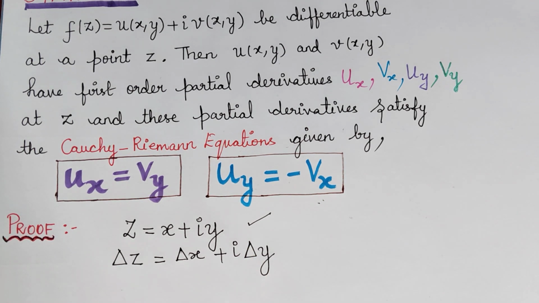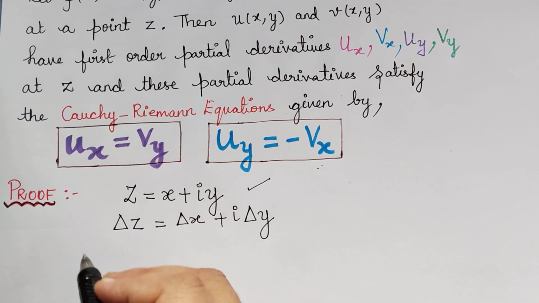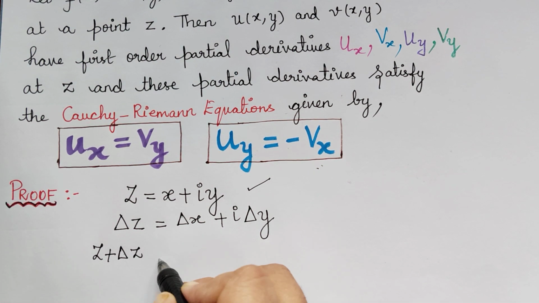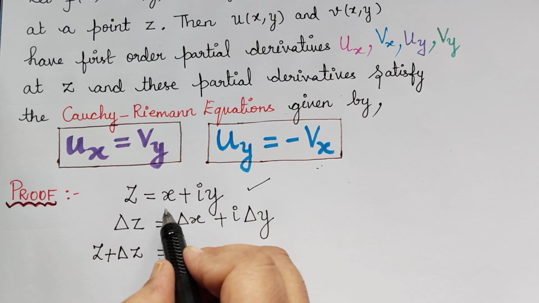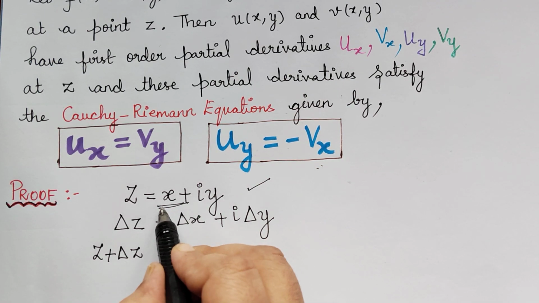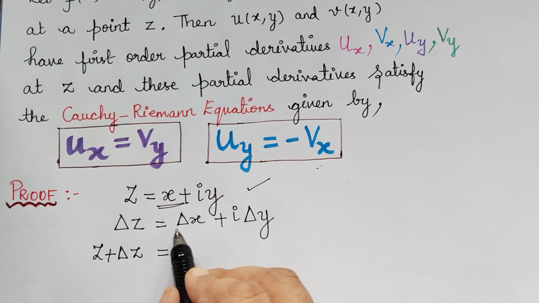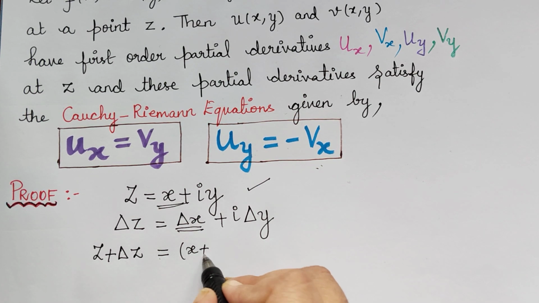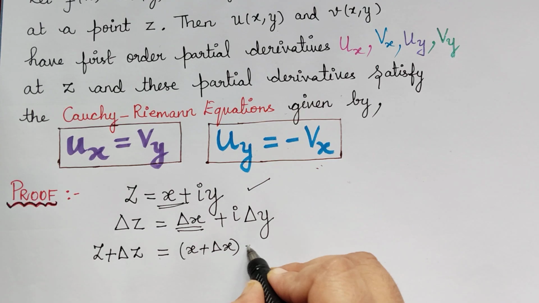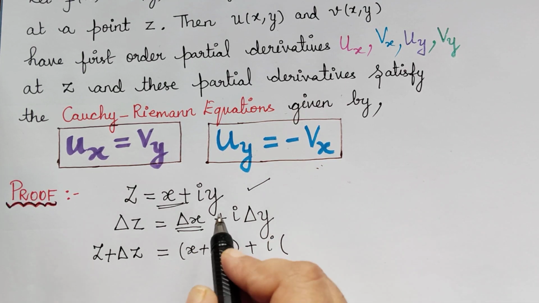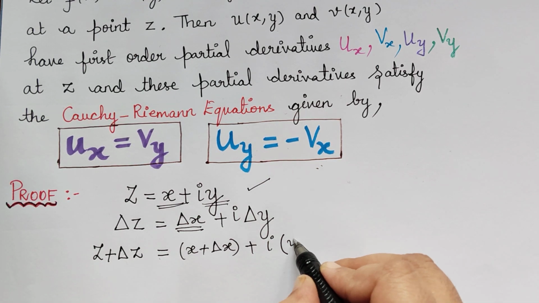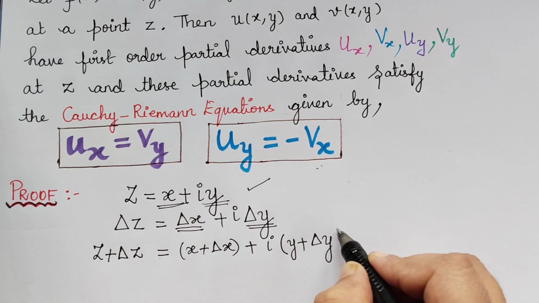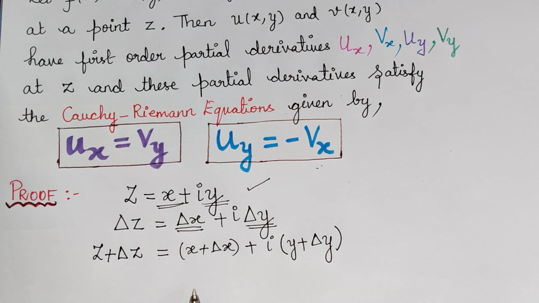Now let us add these two. So what will be z plus delta z? So z plus delta z will be equal to, we will add the real parts separately. So the real part is x over here and the real part is delta x over here. And so we will have x plus delta x plus i multiplied with the imaginary part, which is y plus, here the imaginary part is delta y. So this will be z plus delta z.